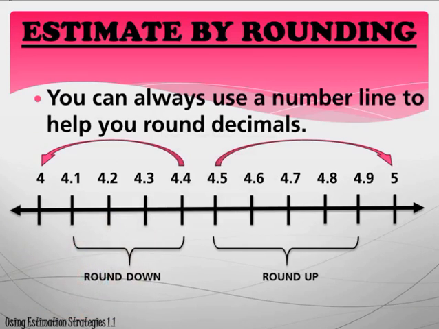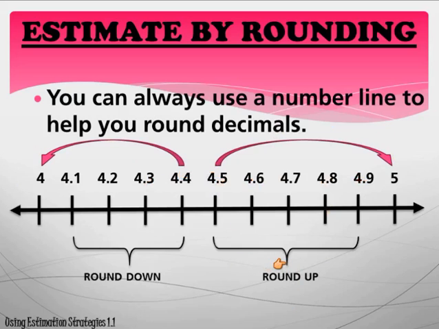The first strategy of estimating that we're going to talk about is estimation by rounding. You can always use a number line to help you round decimals if you need to. So here I put on here, just for the values, 4 through 5. Now, we have a rule in estimation that if it is 0.4 and below, then we're going to round down. But if it is 0.5 and above, then we are going to round up.